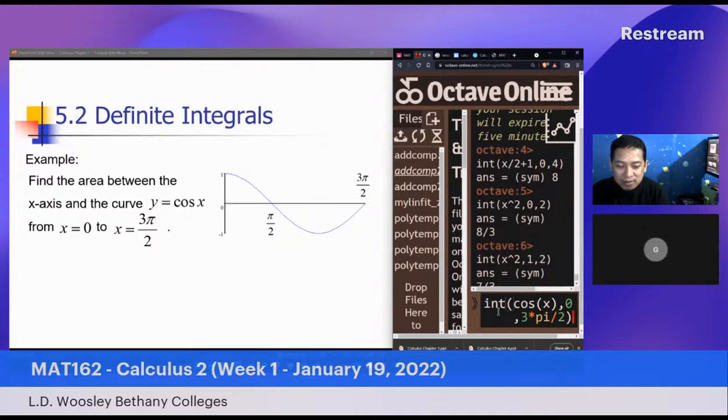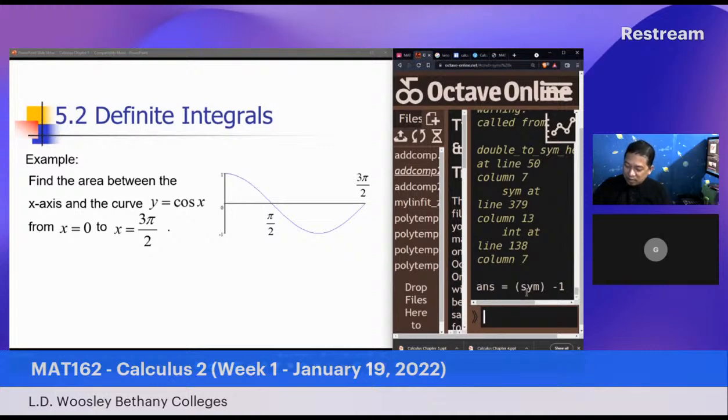Sir, -1. -1. Okay. Tingnan natin. Pero mas tingin ko tama ka, negative siya. Kasi nga, from 0 to 3 pi halves, ang cosine ng 0 ay 1, no? Ay 1, tama. Cosine 0 is 1. Opo. So mag-neutralize siya dito eh. Tapos meron ka pang kalahati. So maaaring tama. Let's see. Ayun, -1 na. Tama. Okay, radians pala tong octave, no? Radians. Opo.